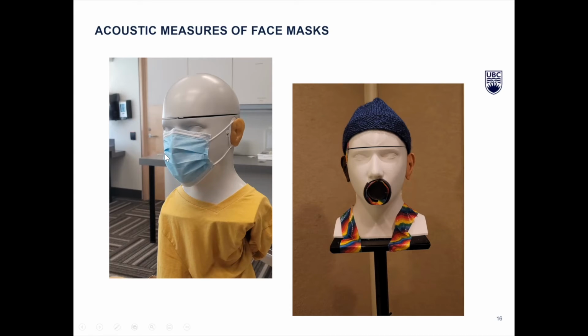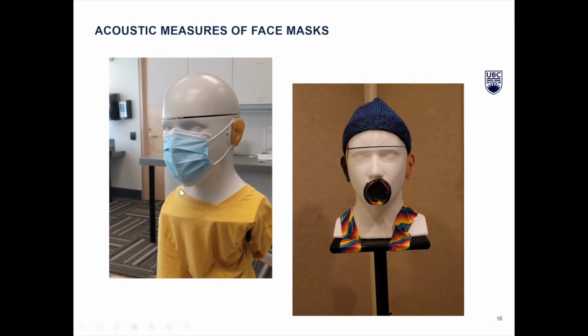So the face mask can really interfere with the acoustics, and particularly for folks who are hard of hearing, who really need the visual cues. Having the face covered is really quite destructive to their understanding of speech.